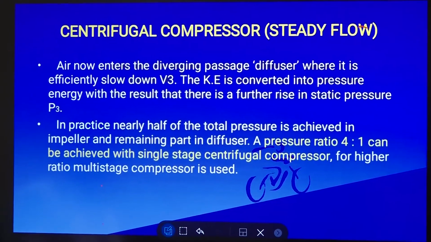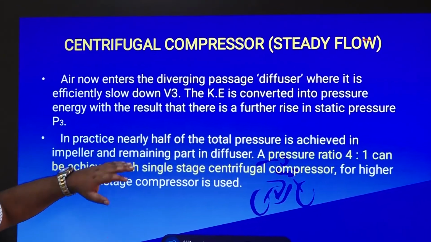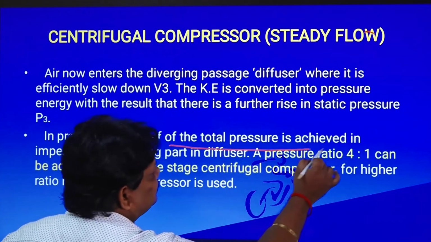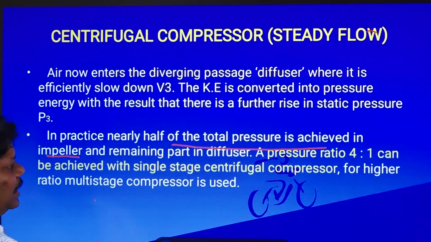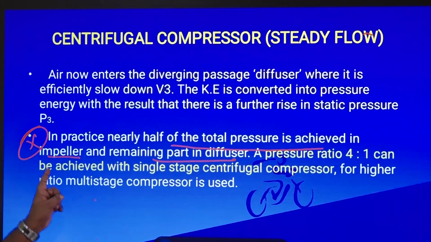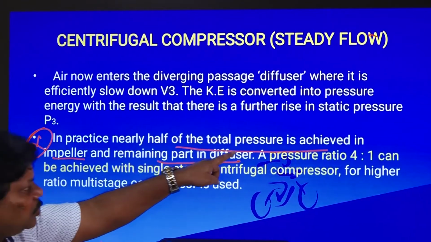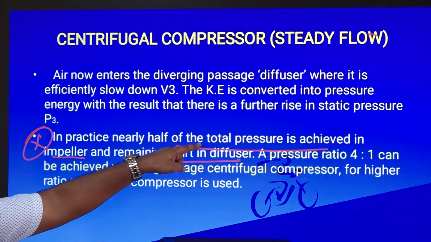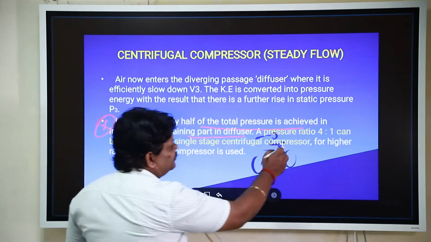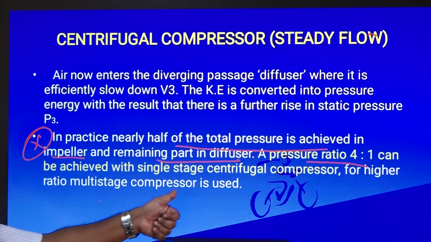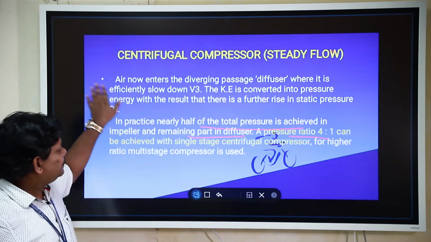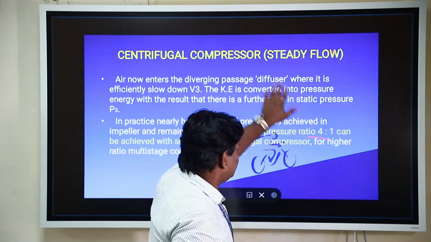Okay, so you can see here that the pressure and kinetic energy increase, and in practice nearly half of the total pressure is achieved in the impeller and the remaining part is achieved in the diffuser. So you have to remember this statement. In case of a centrifugal compressor, nearly half of the total pressure is achieved in the impeller and the remaining part in the diffuser. A pressure ratio of 4:1 can be achieved with a single stage centrifugal compressor. For higher ratios, a multi-stage compressor is used.